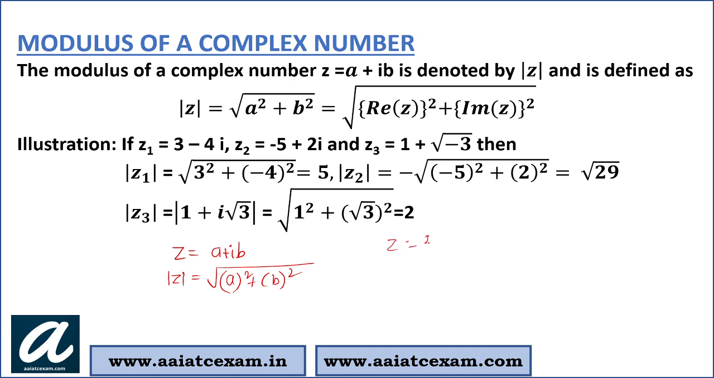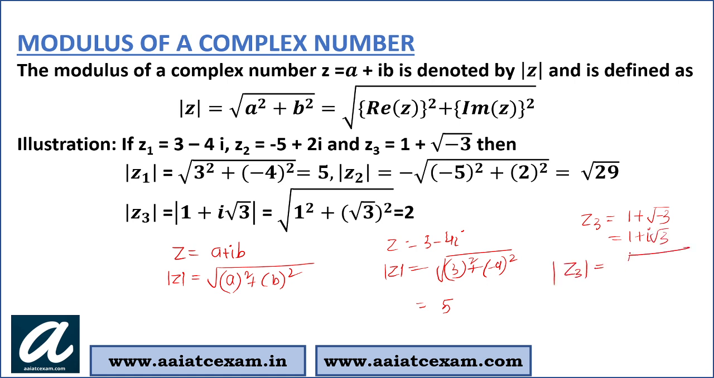Consider the question is 3 minus 4 iota. So what is mod of z? This will be equal to the square root of 3 square plus minus 4 square, which is 3 square plus 4 square, 9 plus 16, 25, and 25's under root is 5. Consider I am writing 1 plus under root minus 3. So can I say 1 plus iota root 3? So what is mod of z? This will be equal to the square root of real part square plus imaginary part square. So this is root 4, which is 2. That's your answer, students. 2. Modulus of a complex number. I hope this is clear.